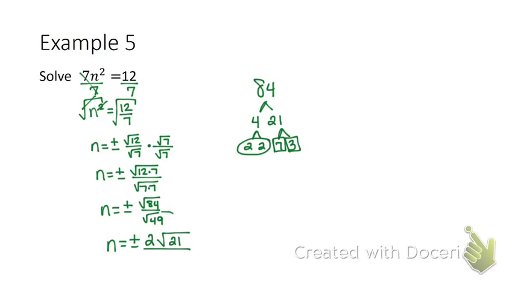Over, what's the square root of 49? 7. And then just check what's not under the radical. Can you reduce that? 2 over 7? No. So there's our solution. Hot dog.